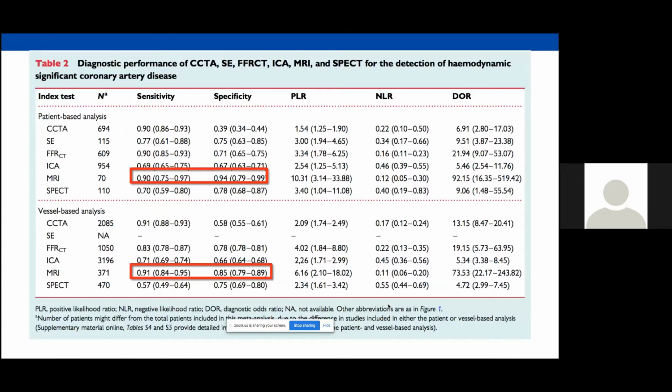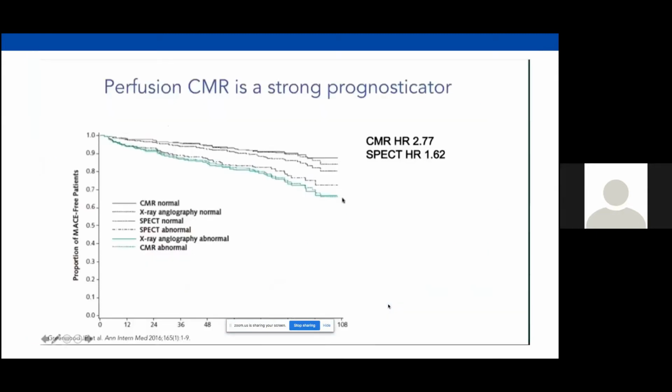So this is just a table to show the sensitivity and specificity of all these investigations. So what about its prognostic value? Again, we have many studies that show how perfusion MR is able to discriminate patients with low risk and patients with high risk better than other modalities.